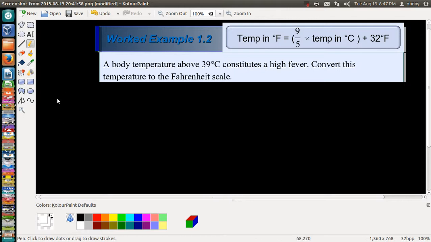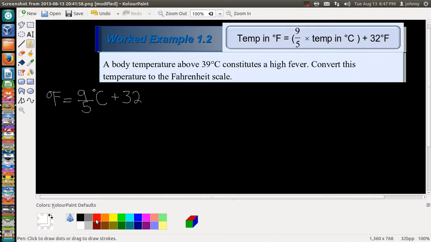The way that I've always seen it is the degrees Fahrenheit is equal to 9/5 C, and usually they go ahead and put the degree sign on C, plus 32. This is the way that I have always seen it.